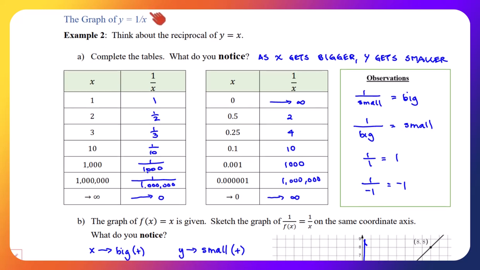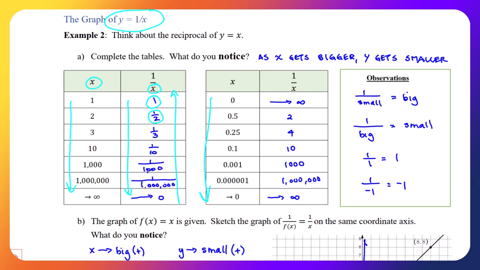So as we study 1 over x, and we plug in numbers here, notice that as x is getting larger, the 1 over x is getting smaller. And conversely, if we do the table backwards, we'll get the same kind of result.